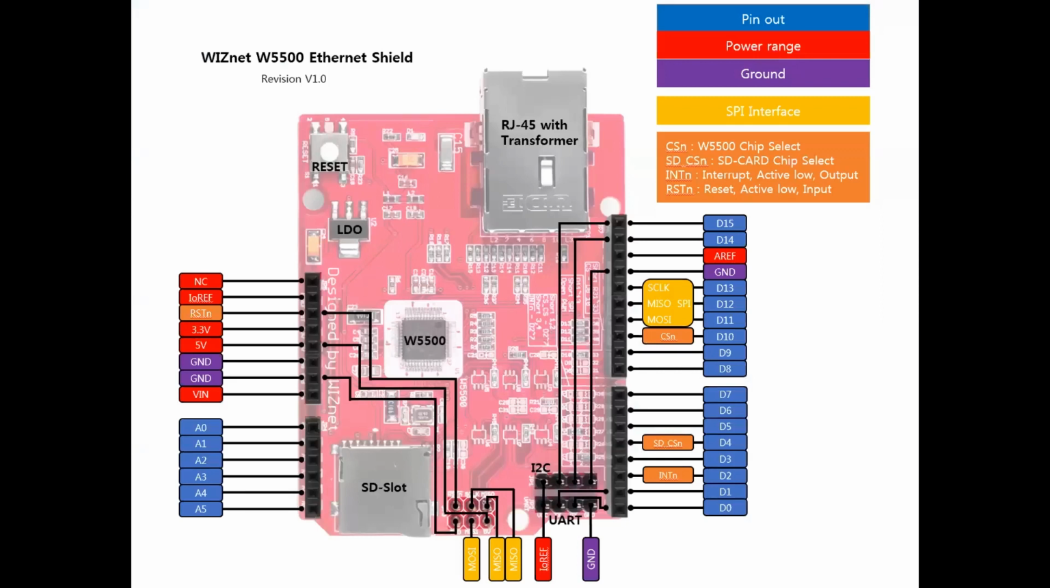So this is the diagram of the Ethernet shield, where on the right hand side D0 to D15 indicate the data pins, and on the left hand side bottom A0 to A5 indicate the analog pins, and the VIN to NC pins indicate the input voltage, ground, 5 volts, 3.3 volts, and so on.